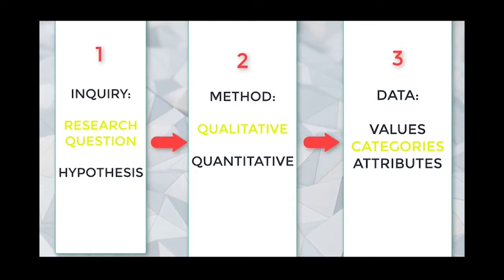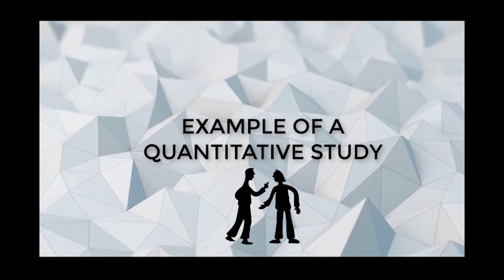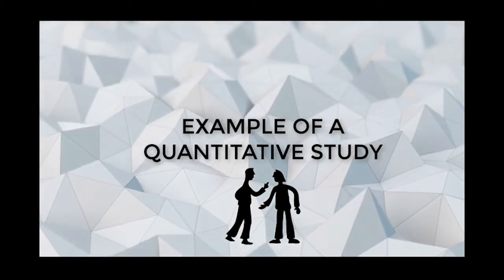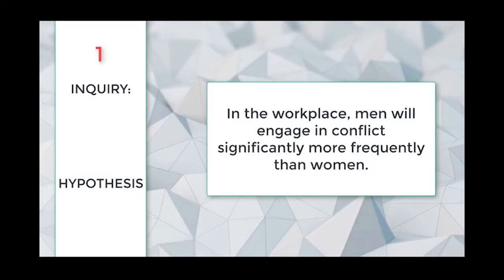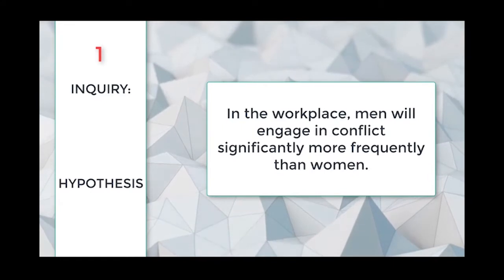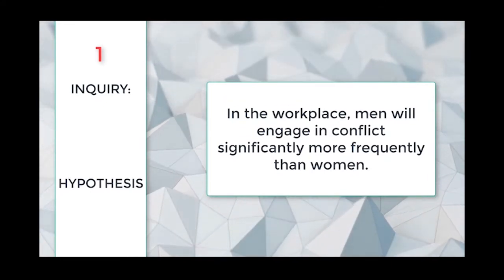Now, depending on your research interest, you may elect to do a quantitative method. You might decide to make a prediction and therefore select a hypothesis. Here's an example. In the workplace, men will engage in conflicts significantly more frequently than women. Next, you will need to decide your method.